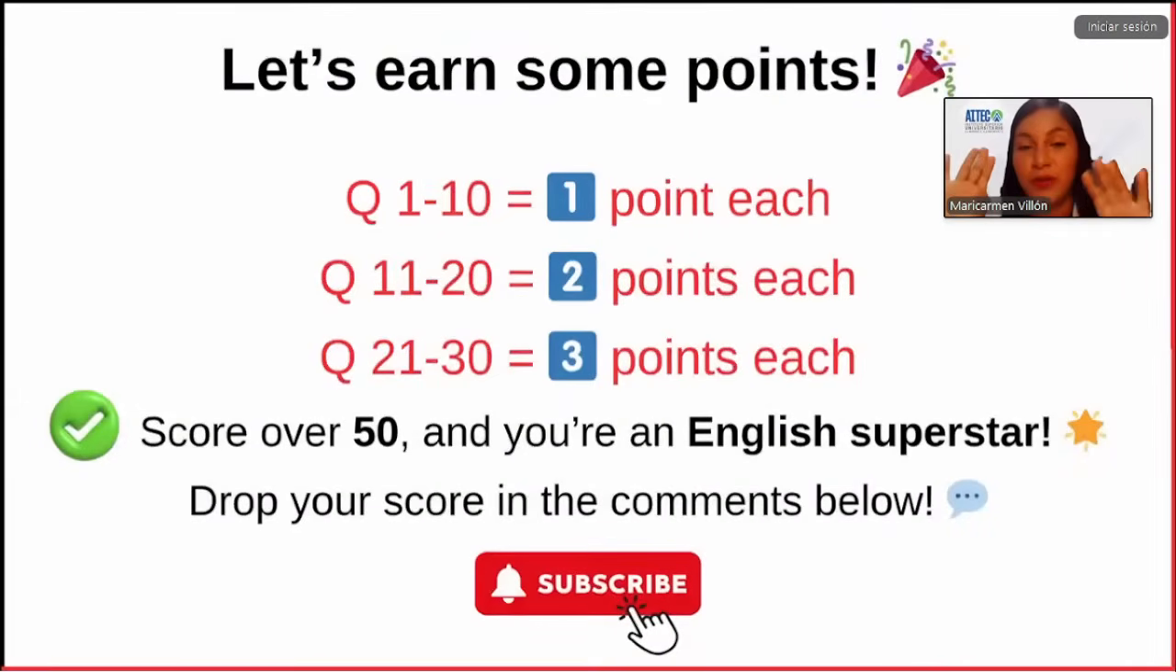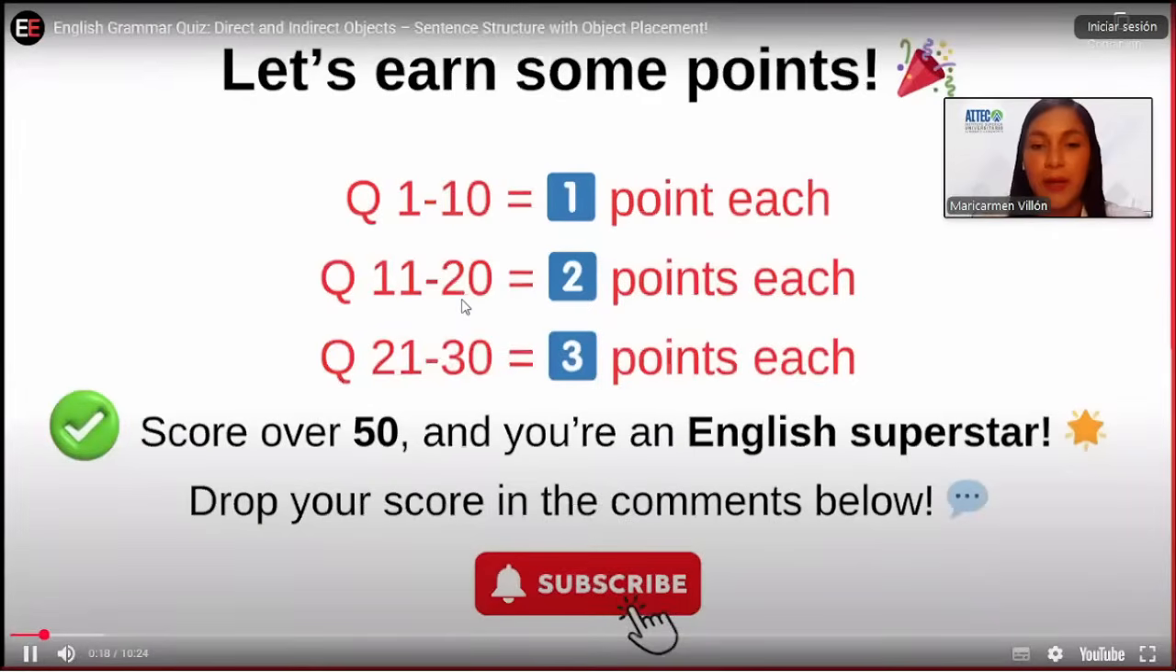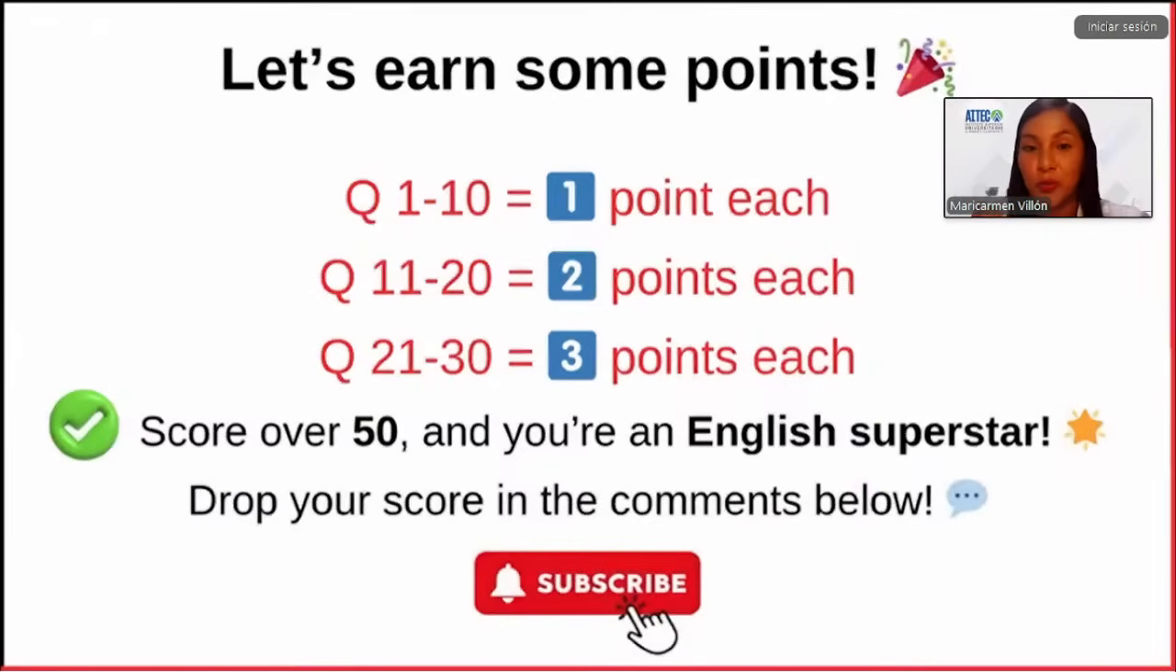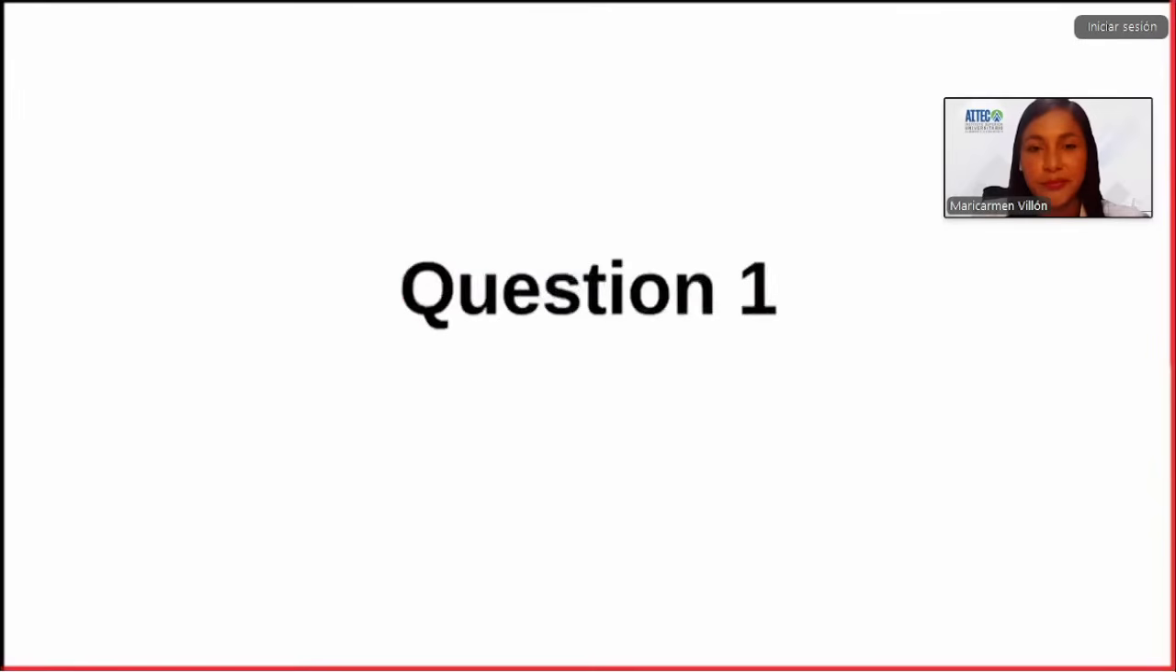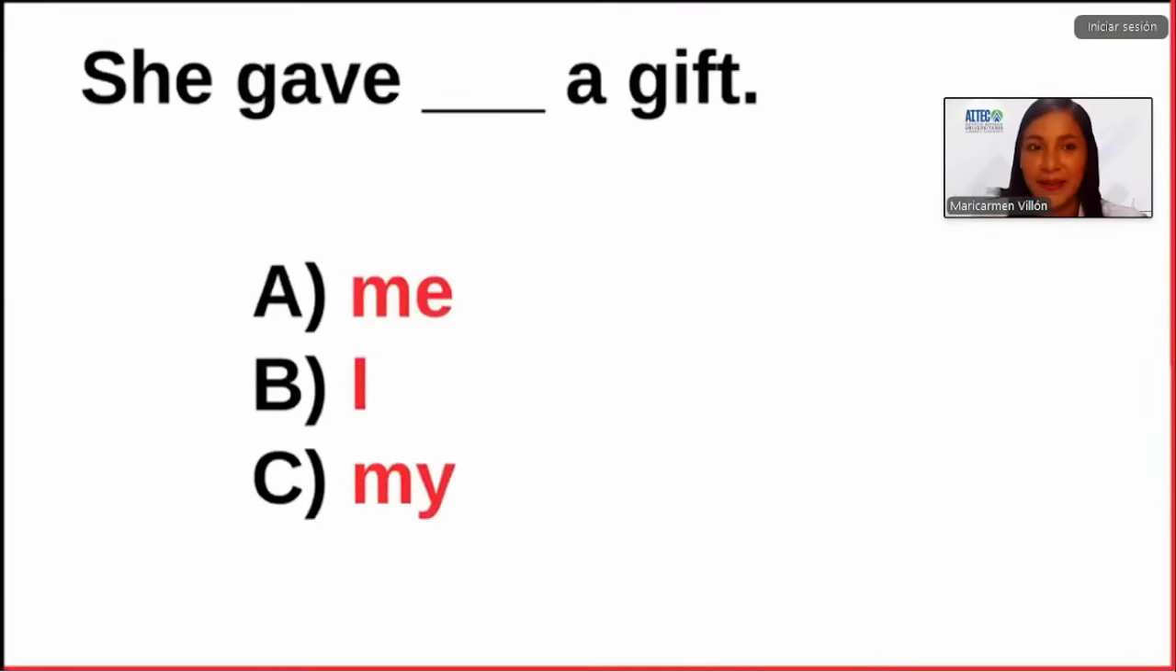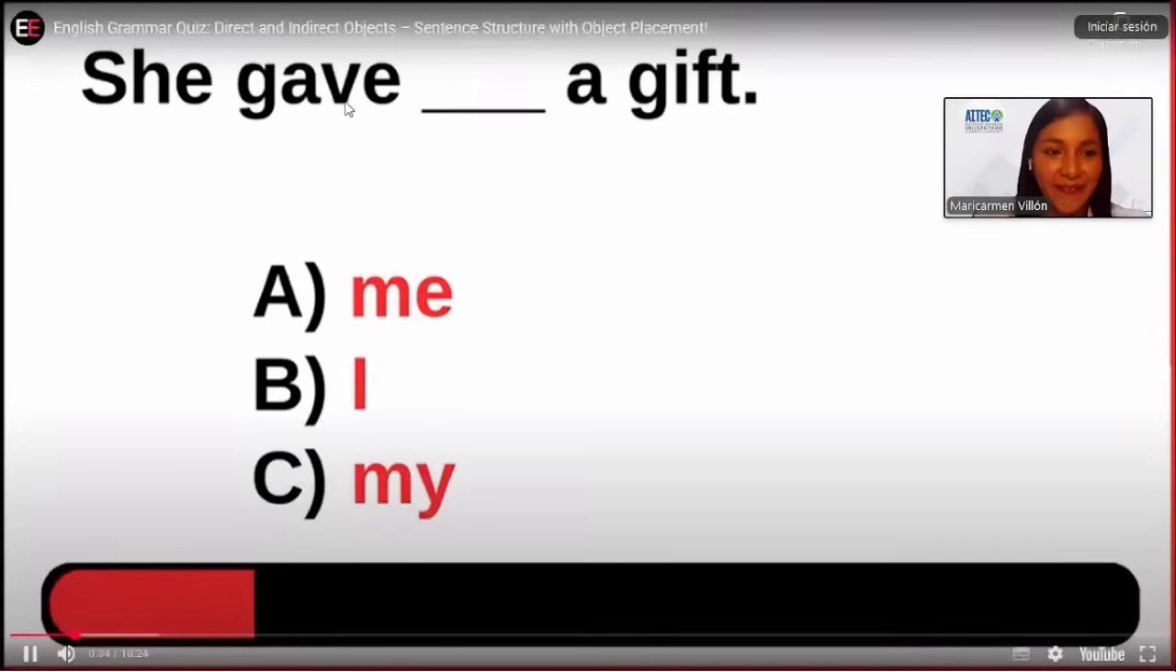Eso ya lo vimos, ¿no? Y ahí teníamos otro ejemplo abajito. Vamos avanzando. Es un jueguito. Si gustan, pueden ir anotando sus puntos a ver quién tiene más al final. ¿Ya? Okay. Question number one. Veamos.